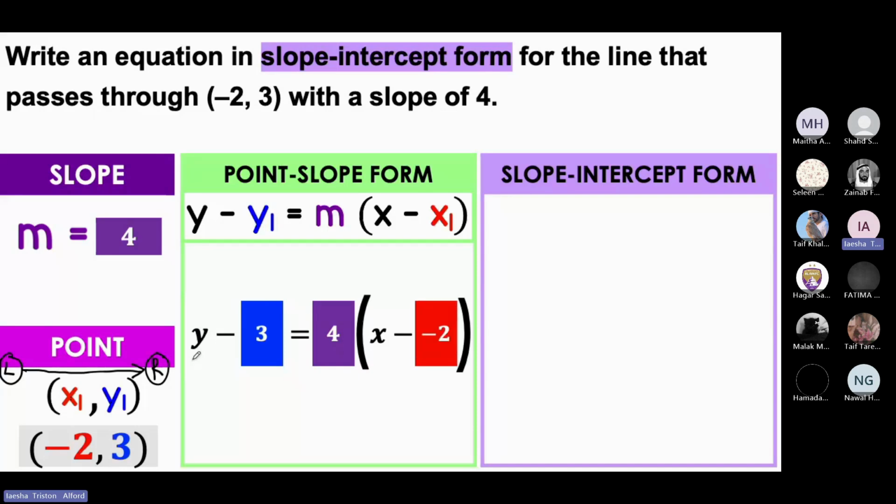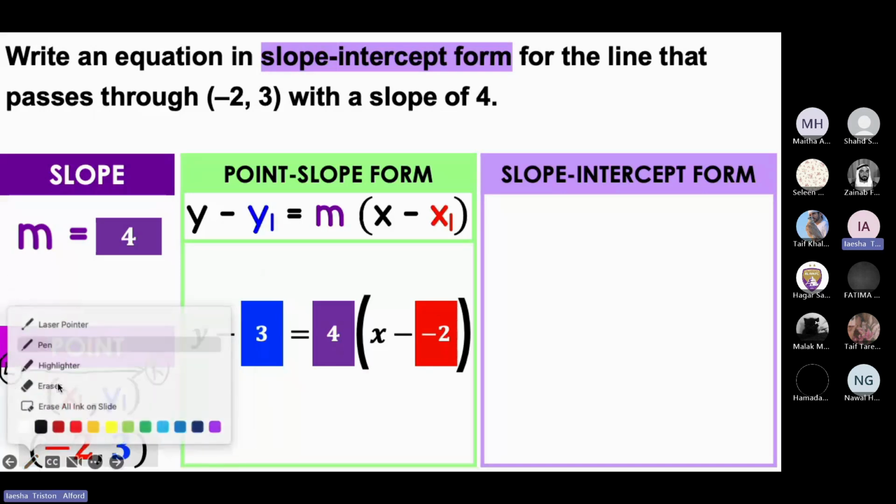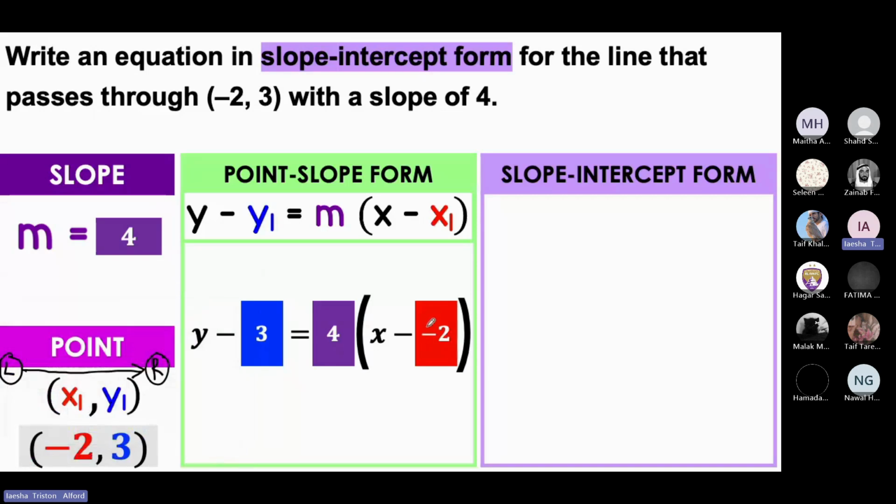-2. For here, we need to check if we have negative. What do we mean by negative? See here, you have 2 negatives. We should make it what? Positive. So this is the final answer for point slope form. Y subtract 3 is equal to +4 multiply x plus 2. Fine, you made point slope form.